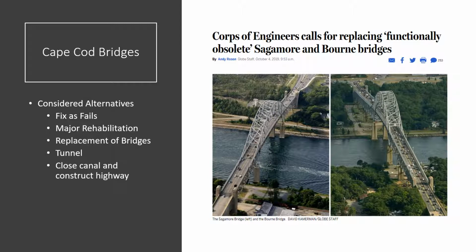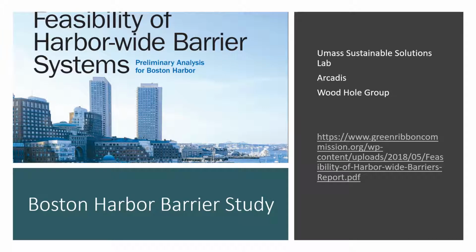Major rehab is alternative 2. Then replacement of the bridges with one bridge or maybe 2 bridges, a tunnel. They even looked at closing the canal and constructing a highway. This is not likely to go anywhere. And in fact, that wasn't anywhere near the preferred alternative. The other engineering economics study, and here's a link to it if anybody's interested, is on the feasibility of harbor-wide barrier systems.